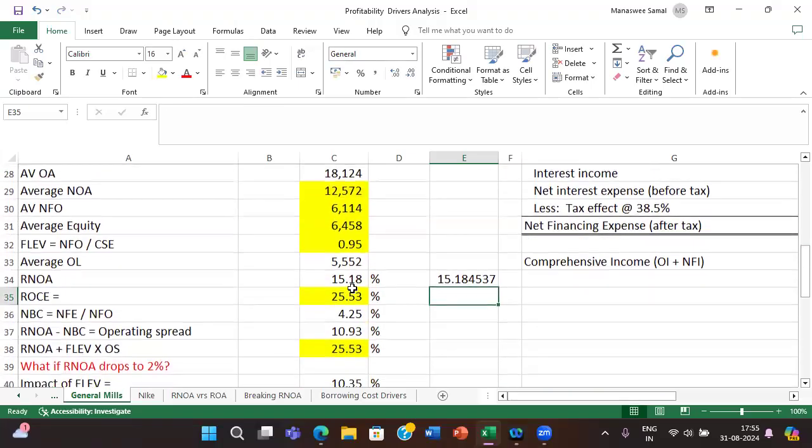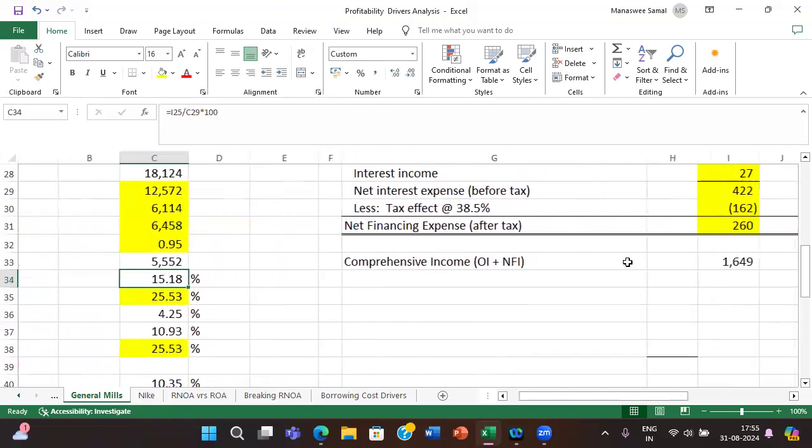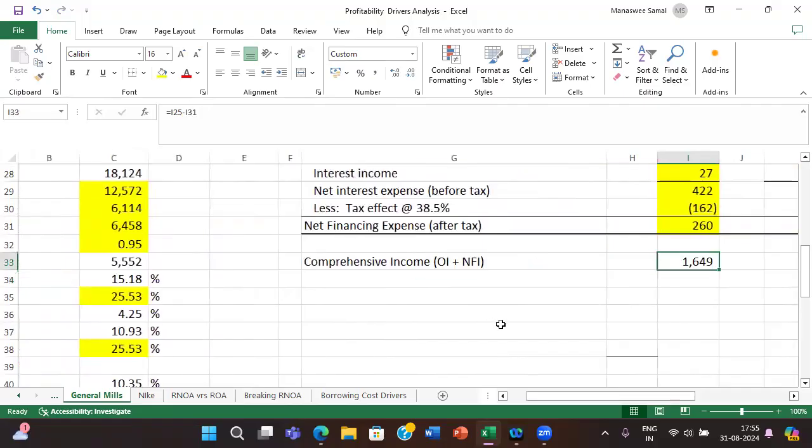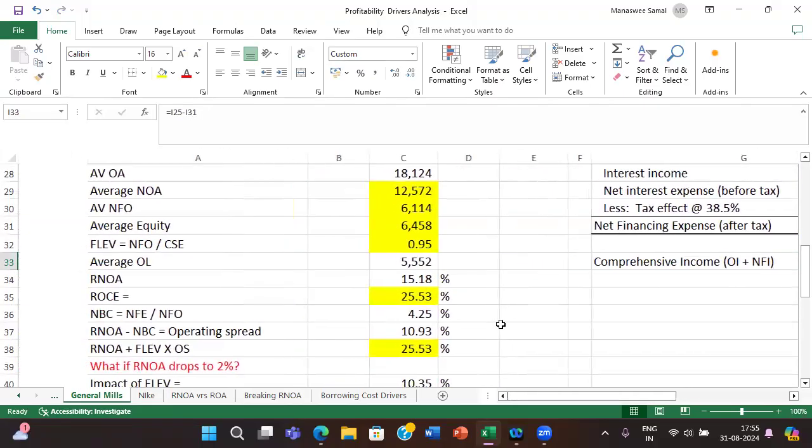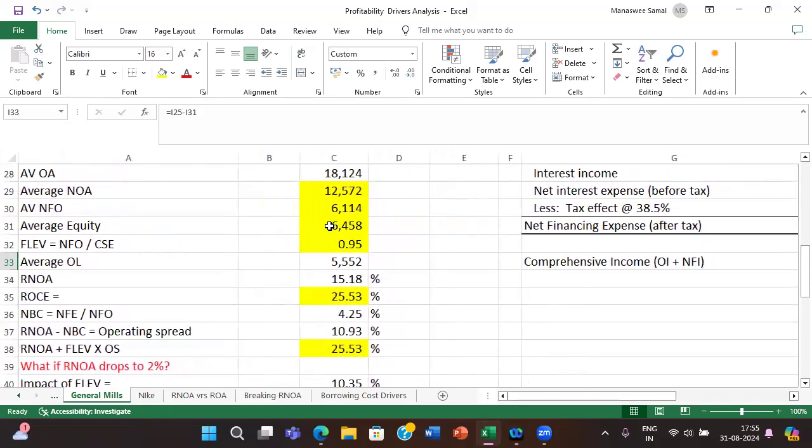See, 15.18%. I think I'll not demonstrate the calculation of every figure. You please follow the figures in the file. So RNOA has been calculated. Then ROC would be what? Comprehensive income. This 1649 divided by average equity, that is 6458. You can just click it and know that figure, isn't it? Yeah, I33 by C31. Okay.